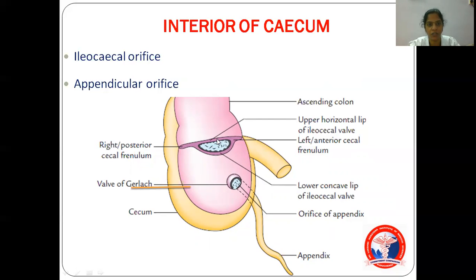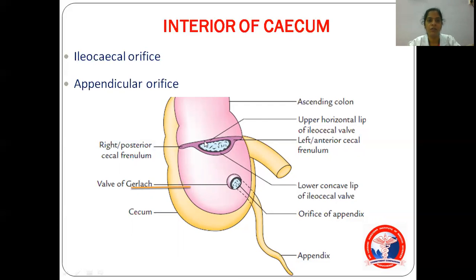We have some special features in this ileocecal orifice. It is transversely placed. As it is opening, there will be formation of a fold. The upper fold is also called the upper horizontal lip. The lower fold is also called the lower concave lip. So the upper fold will be horizontally placed and the lower fold will be concave. When you see this upper and lower fold, they join laterally. That extension is called the frenulum.